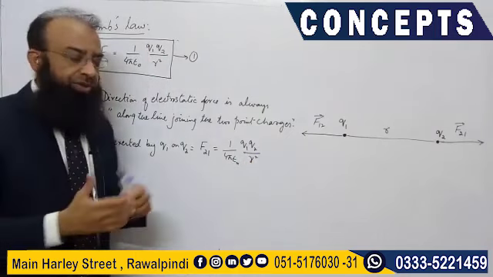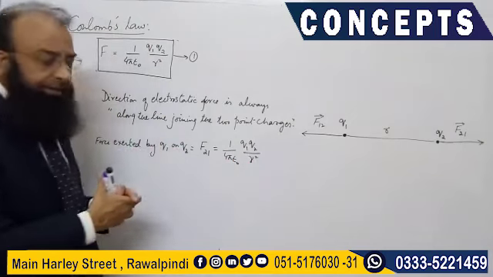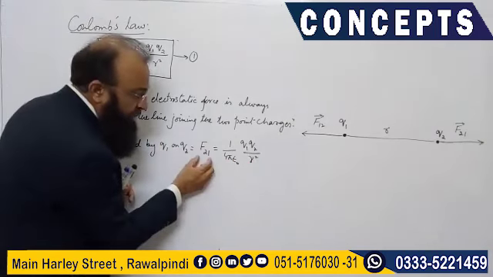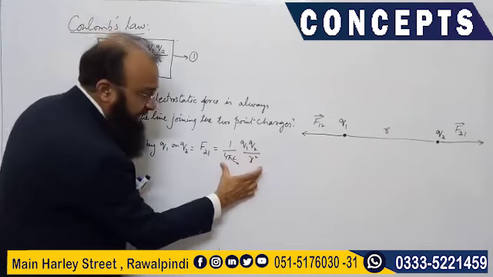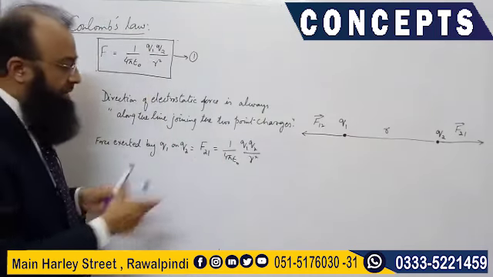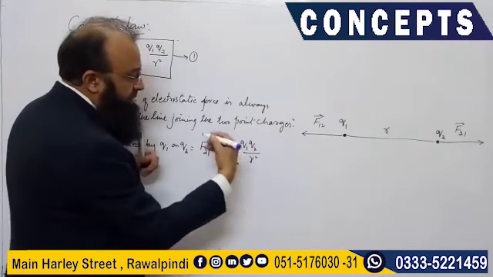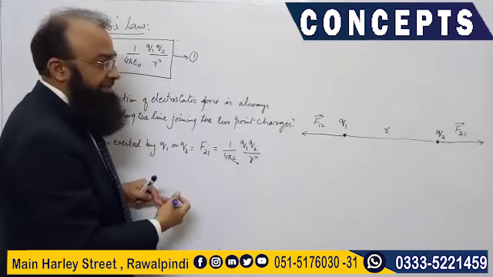Now you know that force is a vector quantity, so how do we represent this vectorially? To represent this force vectorially, this is the magnitude, so you have to multiply a unit vector with it, as you have studied in your first year class. So we multiply a unit vector with this.